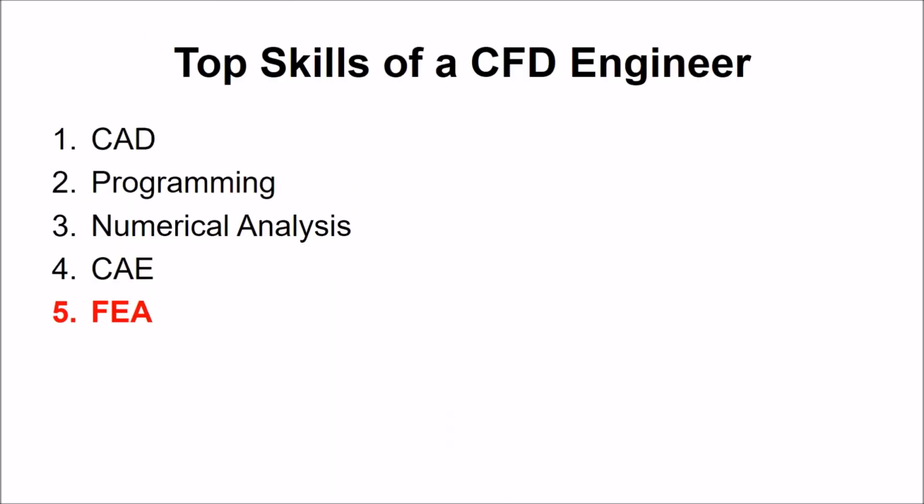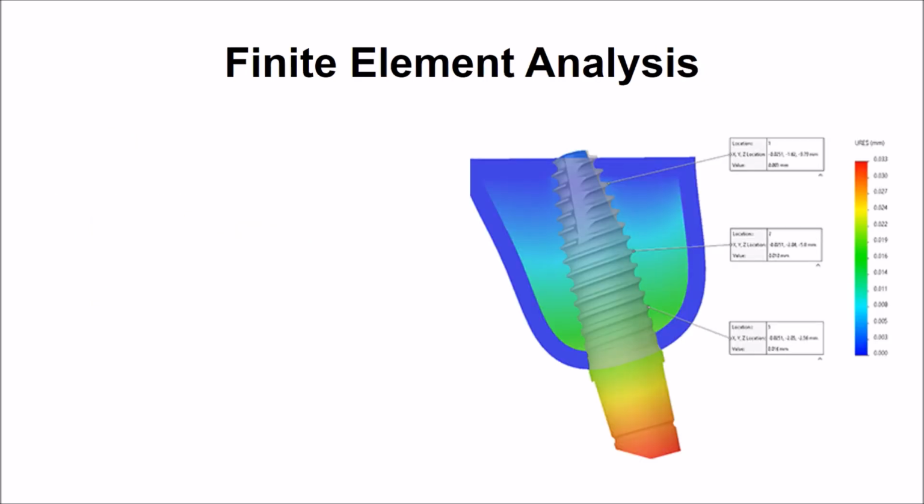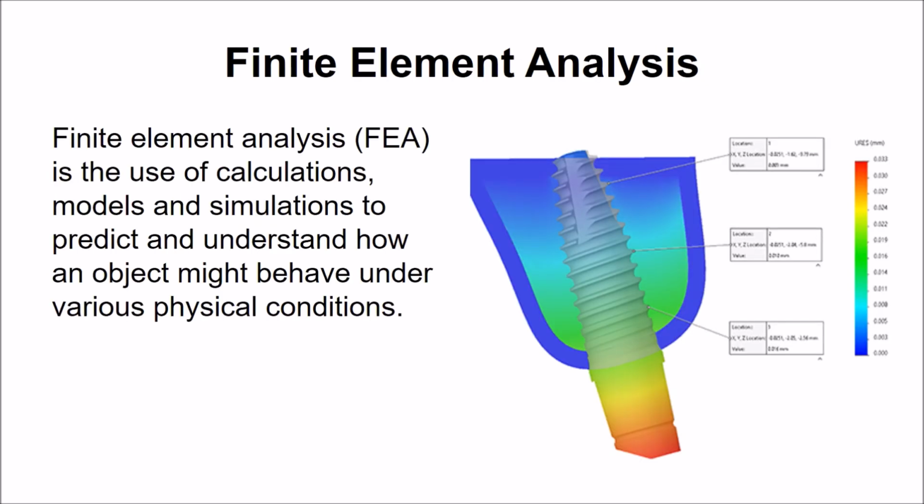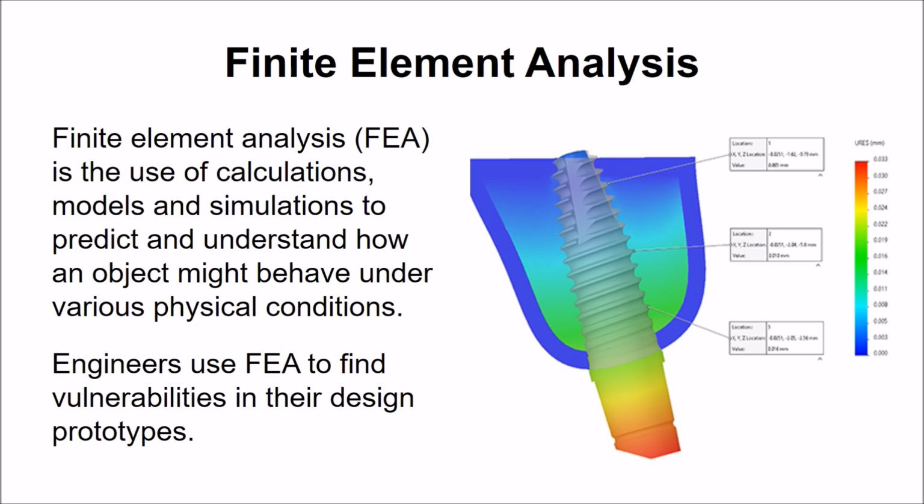FEA or finite element analysis is a numerical method used to solve problems in engineering. It can be used to find the stresses and strains in a structure or to determine the response of a structure to external forces. FEA is an important tool for CFD engineers as it can be used to verify the accuracy of their results. ANSYS is generally used for this purpose.